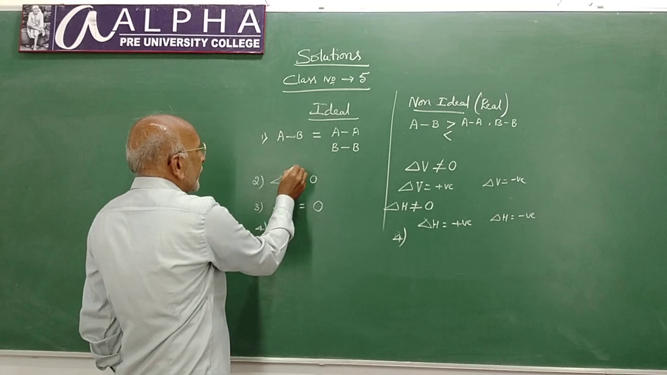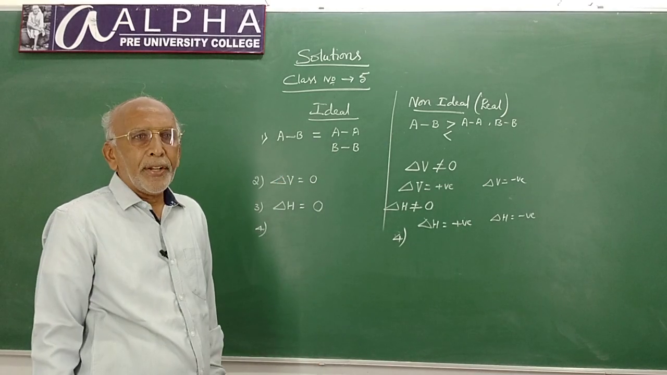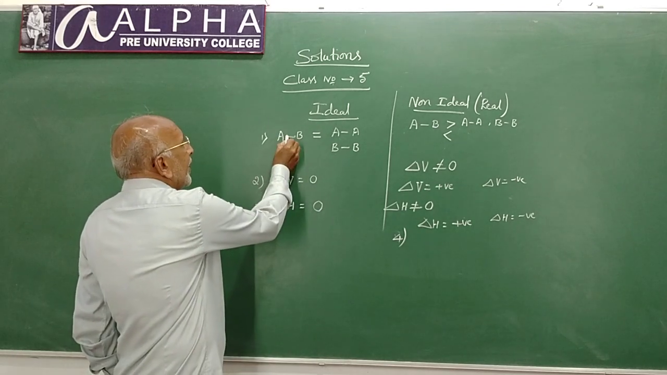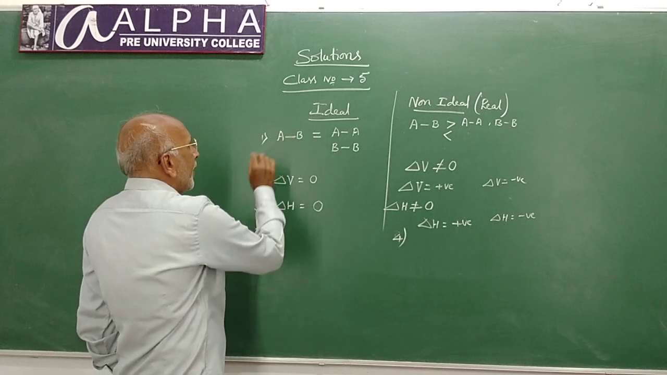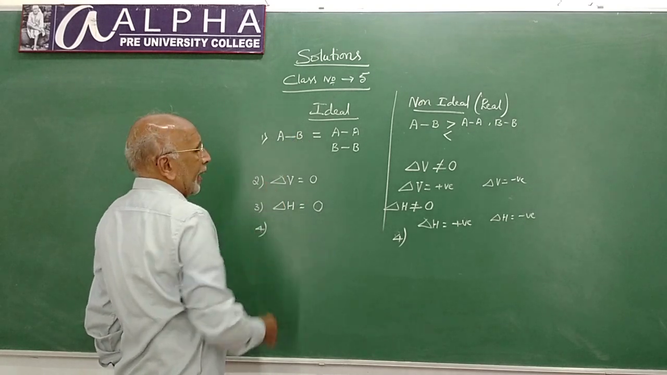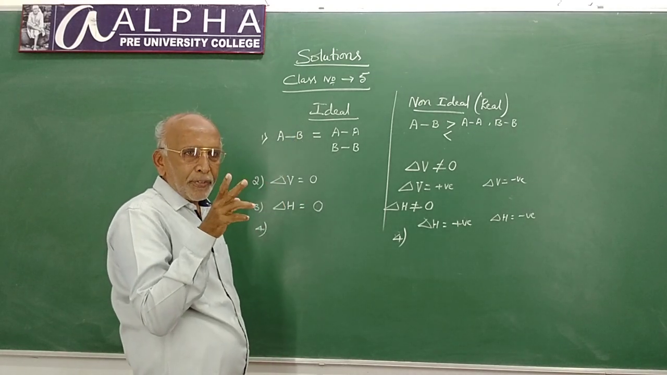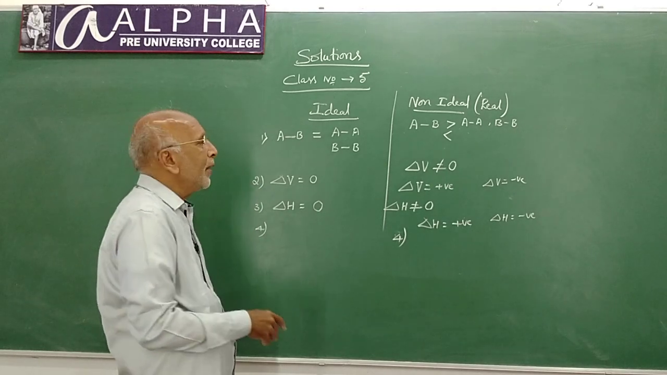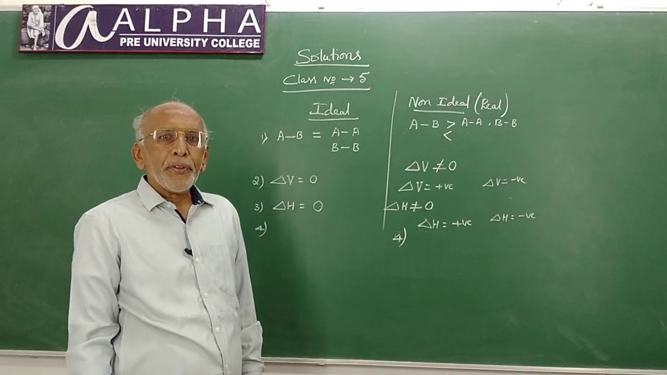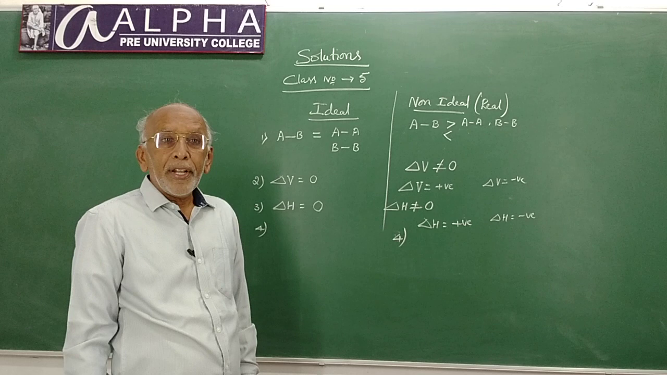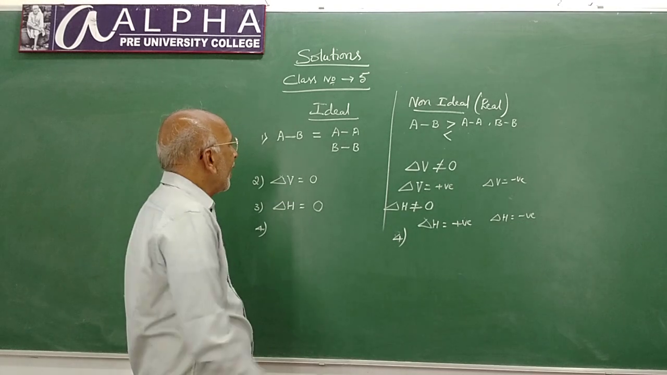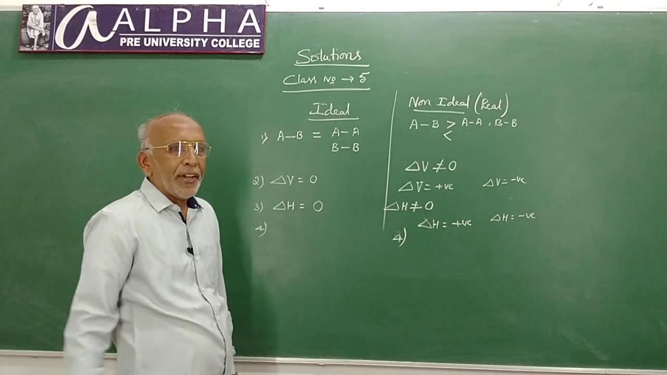Delta V for an ideal solution is 0. That is, there is no change in volume, because in the case of an ideal solution, the distance between the solute particles and solvent particles, or the distance between the particles of the two constituent liquids in the solution, is the same as that which exists in the pure constituents. So there will be no change in volume. Volume remains the same. That's why delta V is 0.